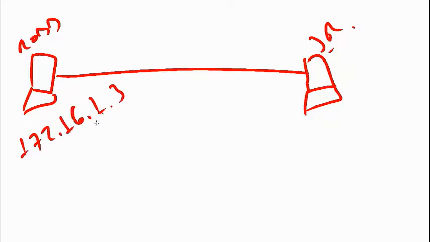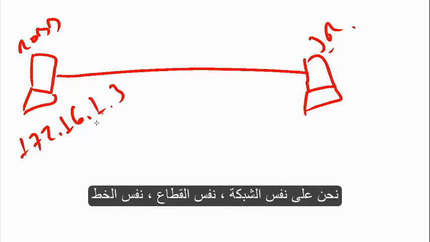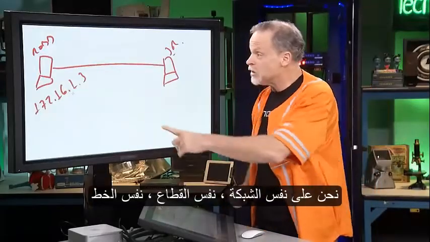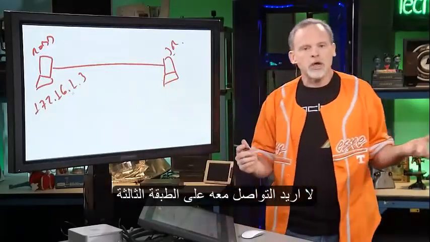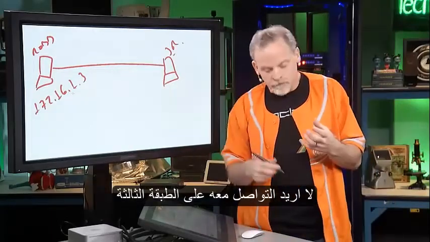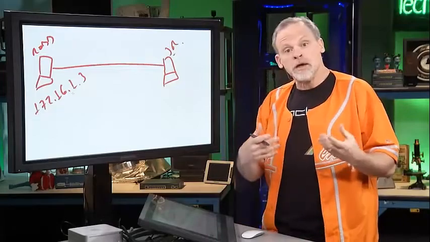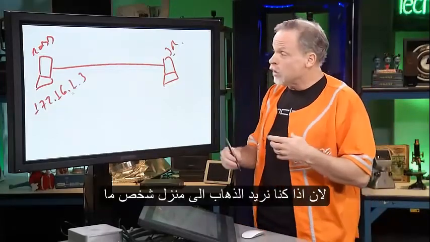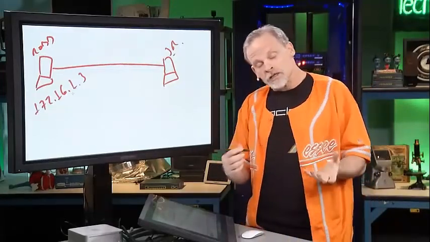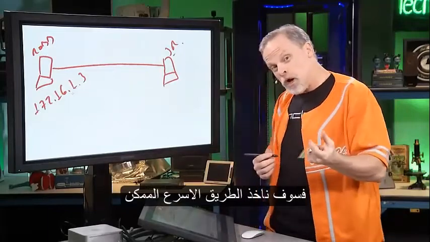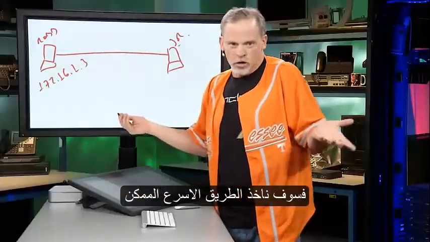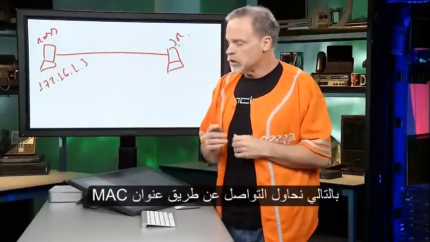And he's like, but we're on the same network, the same segment, the same line. I don't want to communicate with him at layer 3, because for efficient communication, I want to communicate as low as possible. Makes it a lot quicker, right? If we're driving to somebody's house, we want to take the quickest route possible, unless it's your mother-in-law's, and then, I get that, trust me.